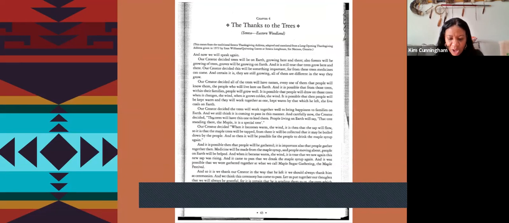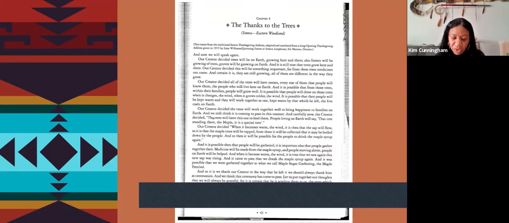It is possible that from these trees, within their families, people will grow well. It is possible that people will draw on these trees when it changes, when the wind grows colder. It is possible that then people will be kept warm and they will work together as one, kept warm by that which he left, the live coals on earth. Our Creator decided the trees will work together well on bringing happiness to families on earth. And we still think it is coming to pass in this manner.